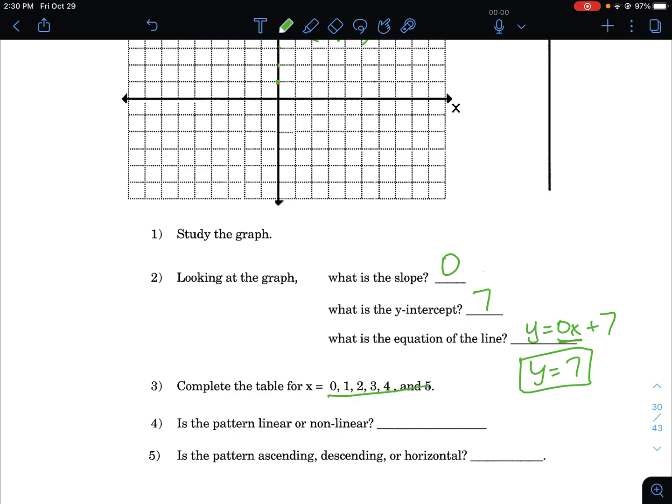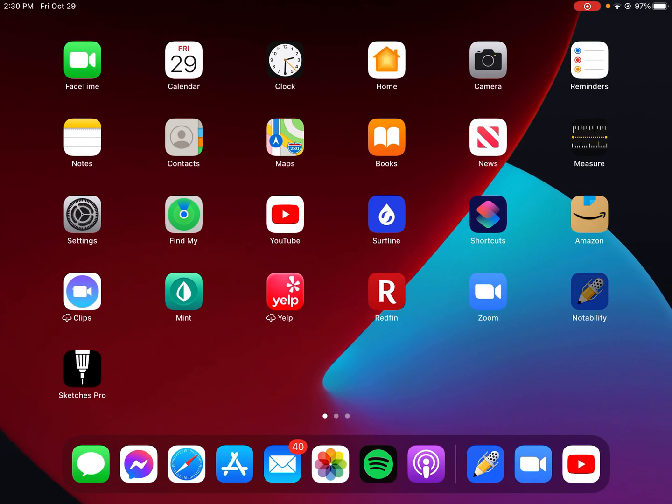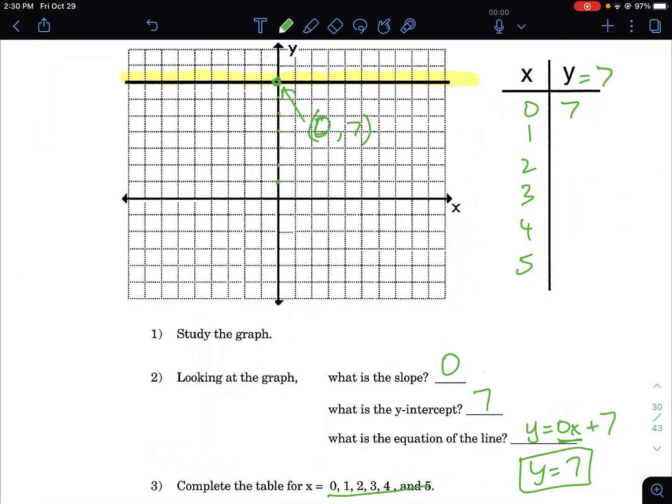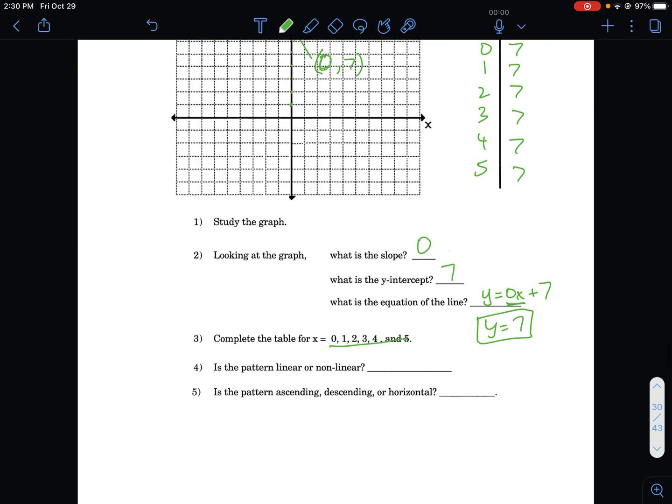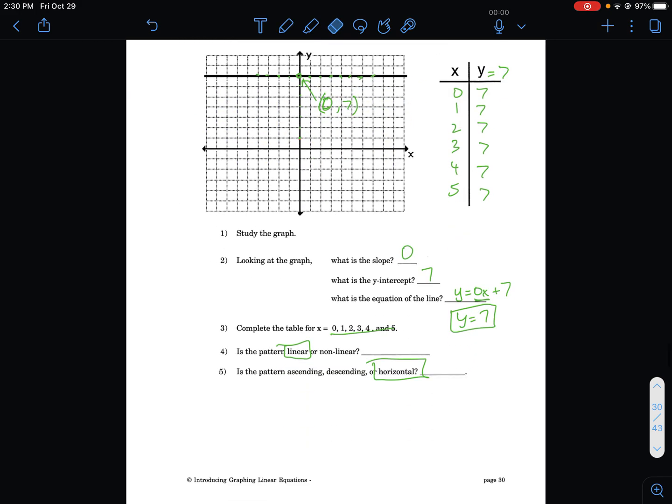So when we complete the table, 0, 1, 2, 3, 4, 5, y equals 7. Oops, when y equals 7, that means it's going to equal 7 all the way down. And you could even see it in the graph, 1, 7, 2, 7, 3, 7, 4, 7, 5, 7, 6, 7, even going backwards to the negative x's. Is it linear or nonlinear? It is still linear because it's a straight line, and it is also horizontal because it is a flat, zero-sloped line.